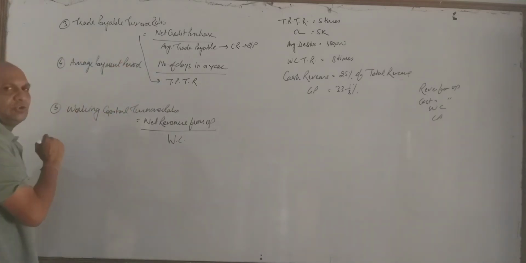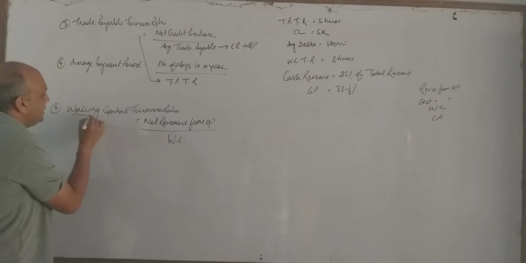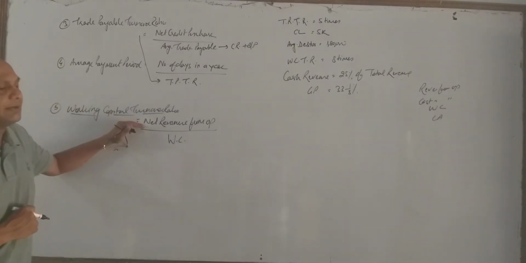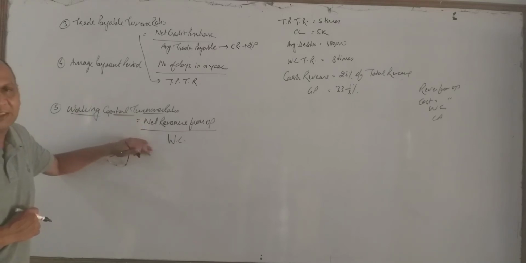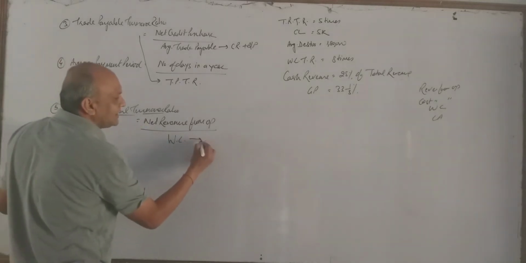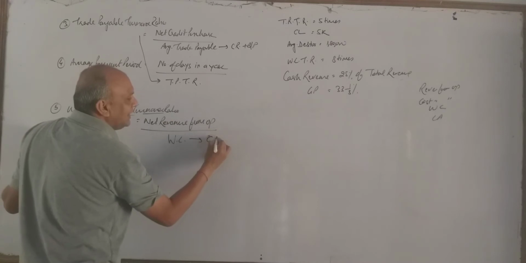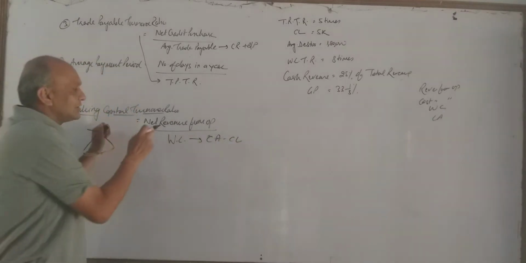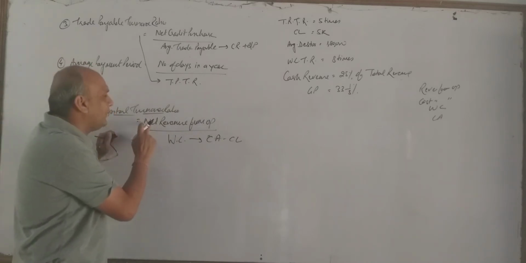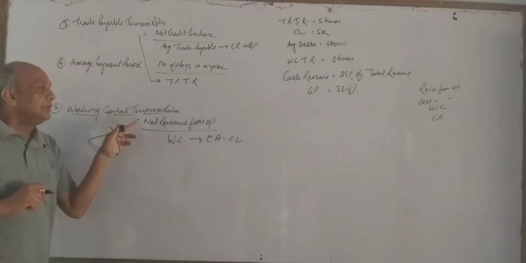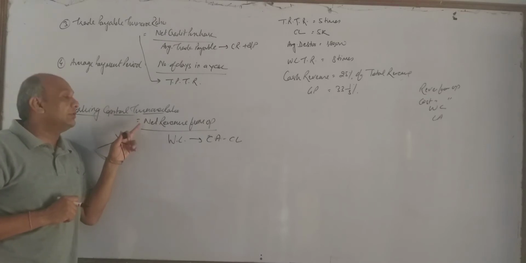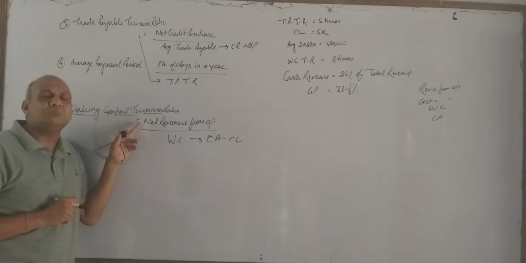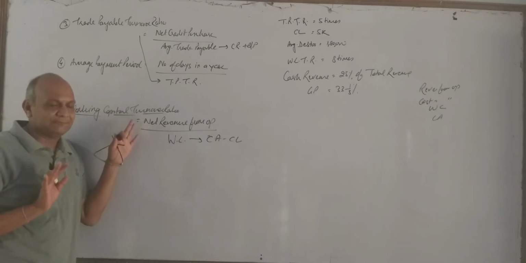Now the last ratio under activity turnover ratio is working capital turnover ratio. The formula is net revenue from operation divided by working capital. You know very well working capital is equal to current assets minus current liabilities, right? Sometimes you are unable to find net revenue from operation. In that case, cost of revenue from operation can be taken, according to the situation.